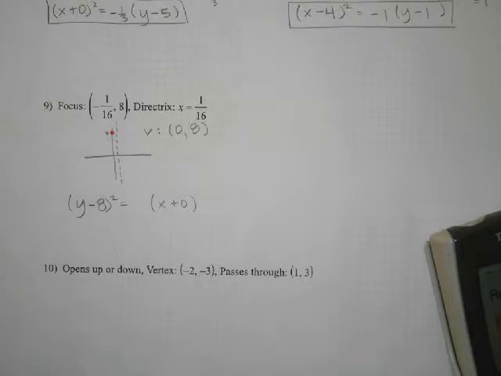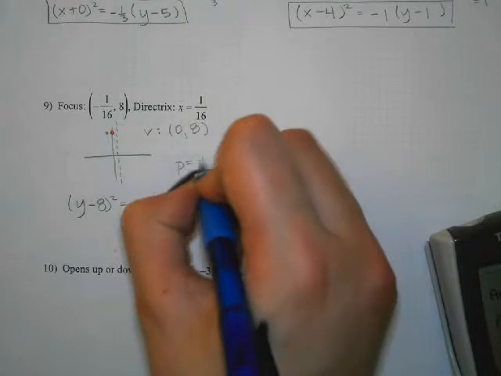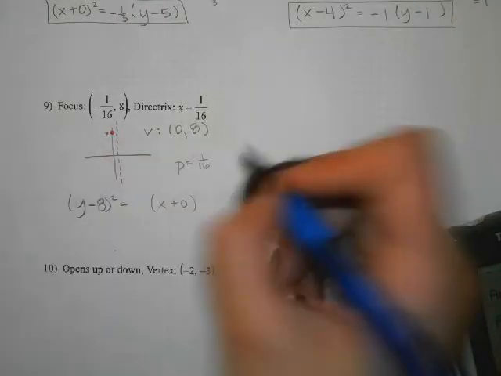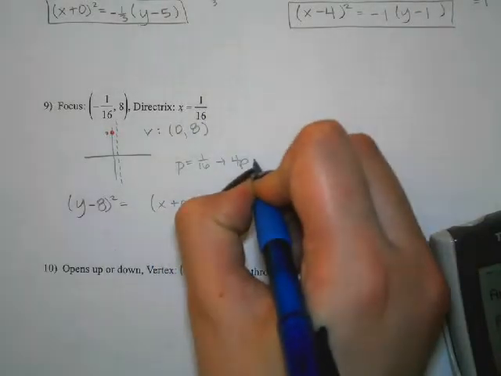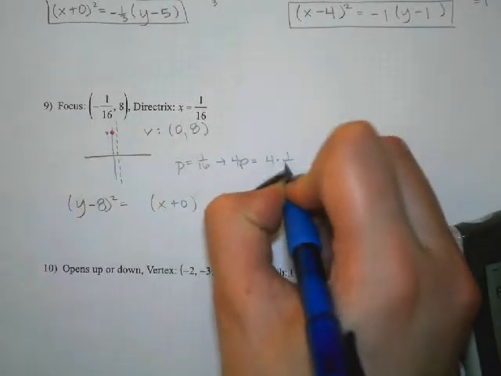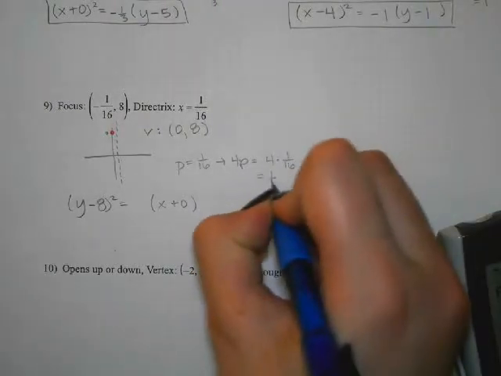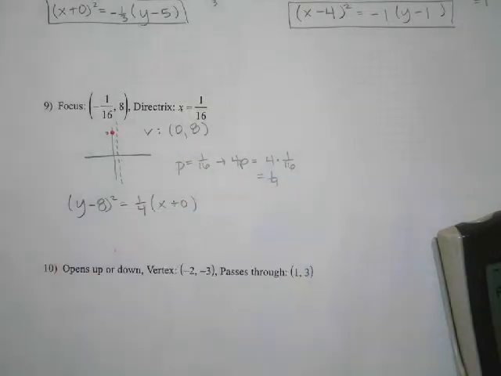What's the p value? 1/16? P value is 1/16. So then what do we do? So 4p is 4 times 1/16, which is 1/4. So I'm going to put a 1/4 here. Is the 1/4 supposed to be positive or negative? Negative, because it opens to the left.